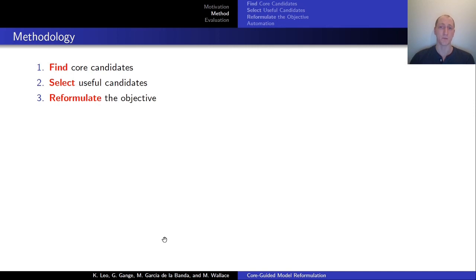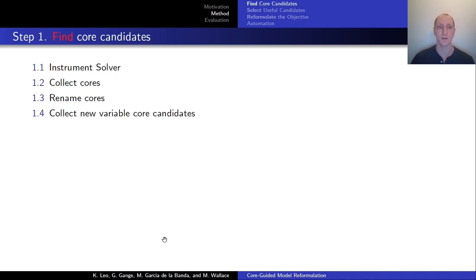So the methodology that we use to find a reformulation for this problem is to first find a set of core candidates, then searching within those candidates, we want to find interesting ones. And then once we have those, we want to perform a reformulation of the objective function. So first, we need to find our cores.